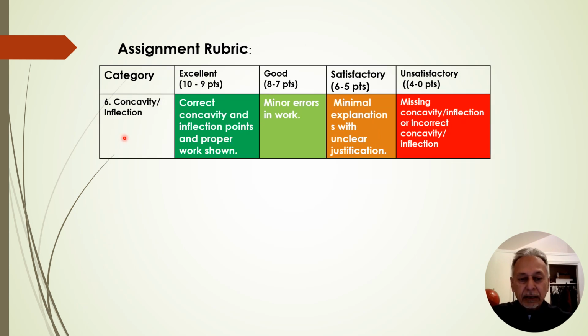Category number 6 is concavity and inflection. If the concavity is correct and inflection points are correct and proper work is shown, then we'll get 9 to 10 points. And you will get 7 to 8 points if there are minor errors in the work. You get 5 to 6 points for minimal explanations with unclear justifications. Missing concavity or inflection point, or incorrect concavity or inflection point, you will get 0 to 4 points.